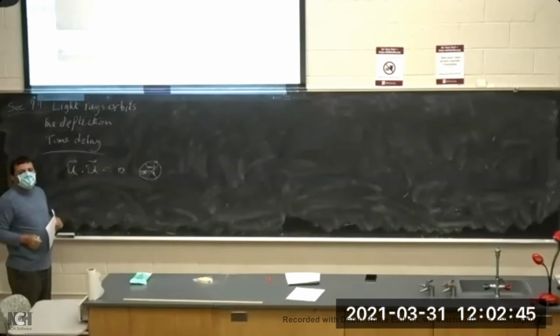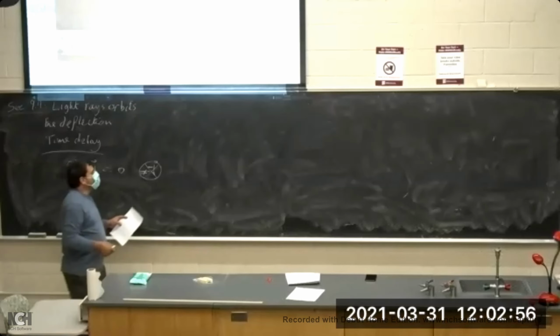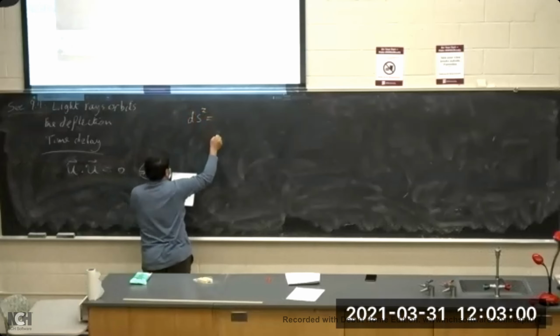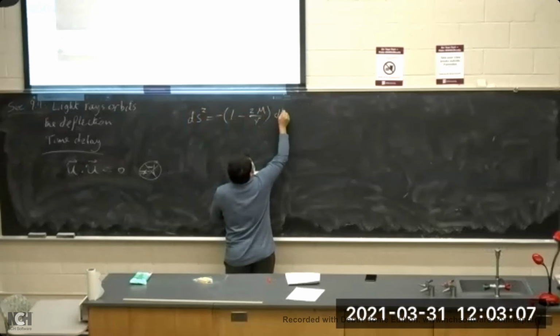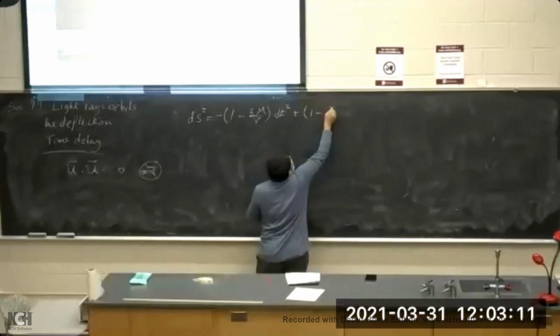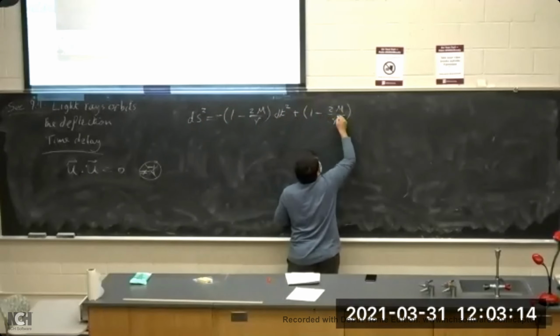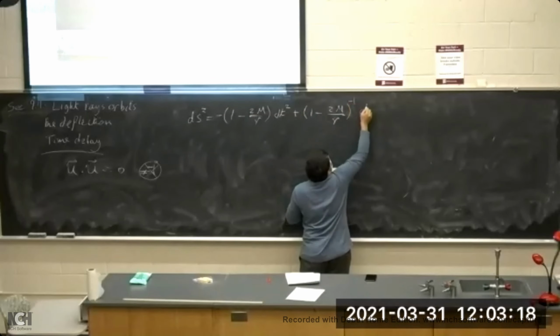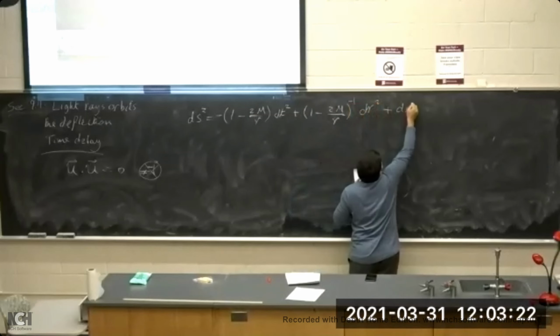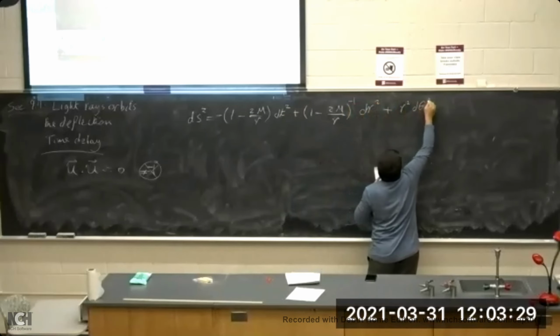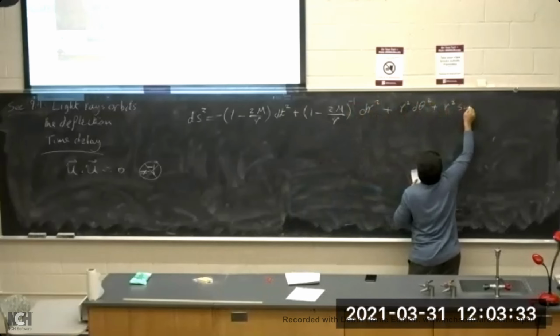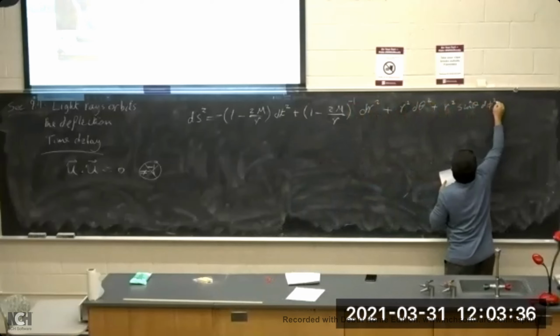And we will use the line element from the Schwarzschild metric, which is ds square is equal to -(1 minus 2m over r) dt square plus (1 minus 2m over r)^-1 dr square plus r square d theta square plus r square sin theta square d phi square.